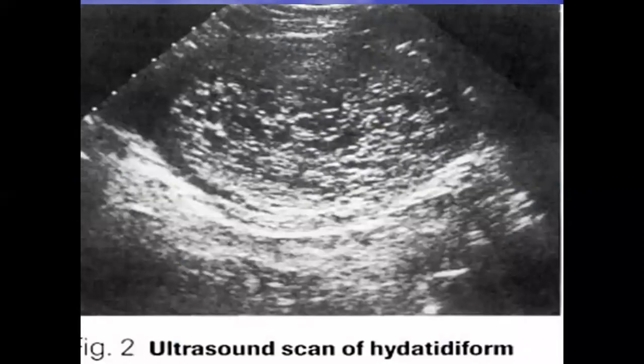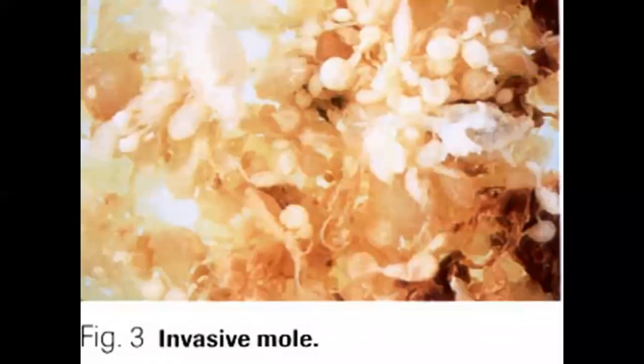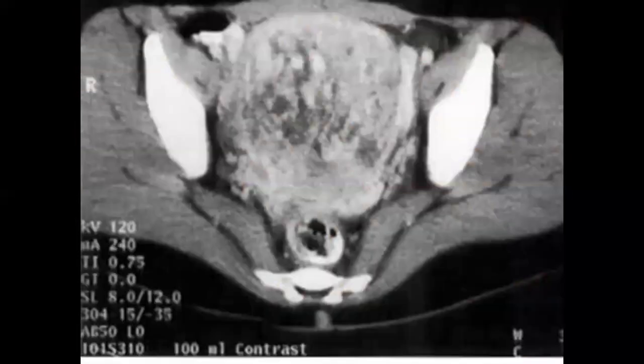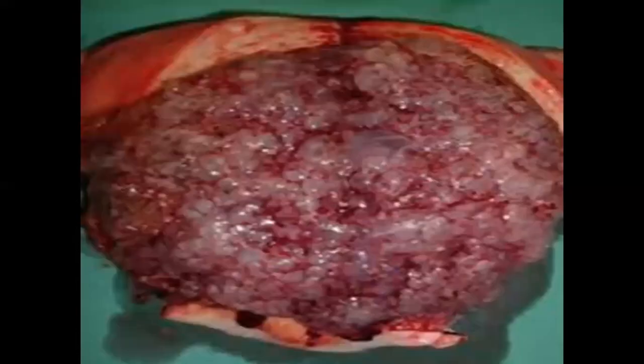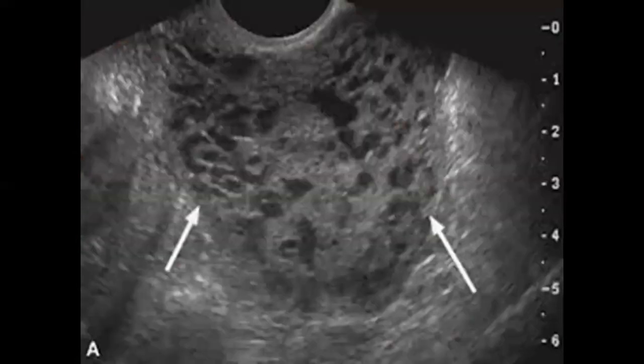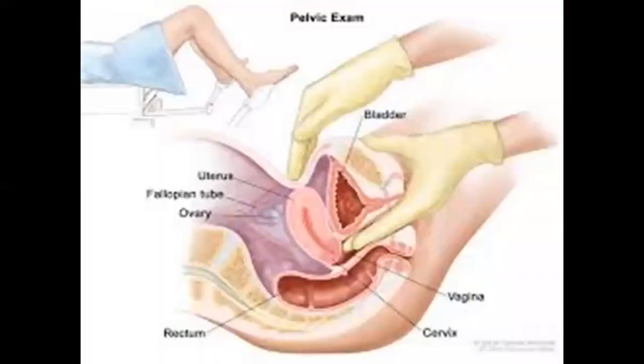This is an ultrasound scan of hydatidiform mole. Look for a snowstorm appearance. This is the picture of invasive mole. This shows how the uterus is full of the mole. This is a macroscopic specimen; we see the hydatidiform mole. This is another ultrasound picture for hydatidiform mole that shows you the snowstorm appearance.